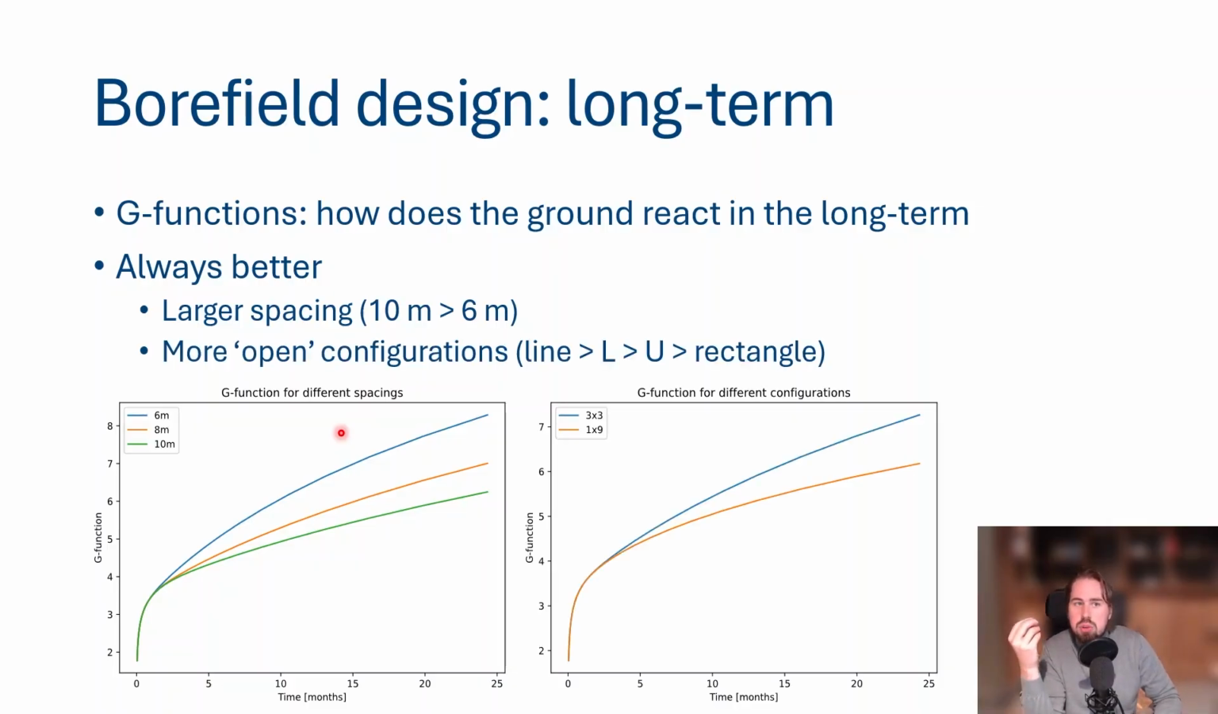And that's the same also for what's called open configurations. So when you have a line or an L shape or a U shape, this is typically better when dealing with imbalance than if you have a dense or a rectangular shape. Because if you're having a rectangular shape, it's harder for the heat to pass through the boreholes and to exchange it with the surrounding ground. This you can see here. If you have a line, again here the long-term effect is lower because it's easier to exchange energy with the surroundings. So this is rather straightforward, I think.